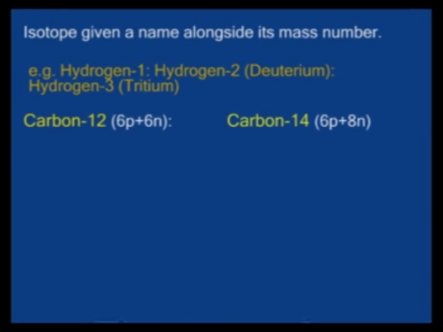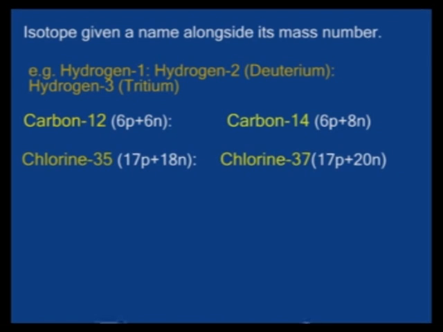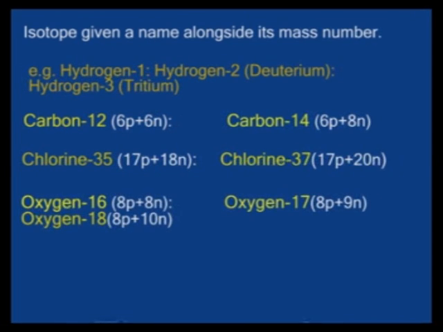Carbon, on the other hand, has 2 isotopes. Carbon 12, which has 6 protons and 6 neutrons. Carbon 14, which has 6 protons and 8 neutrons. Chlorine has 2 isotopes, chlorine 35, which has 17 protons and 18 neutrons. Chlorine 37 has 17 protons and 20 neutrons. Oxygen has 3 isotopes, oxygen 16, oxygen 17, and oxygen 18.